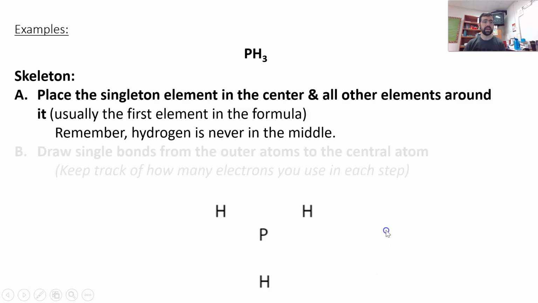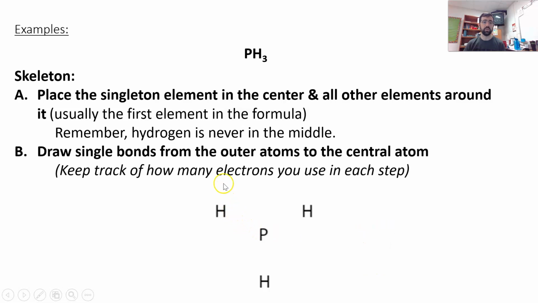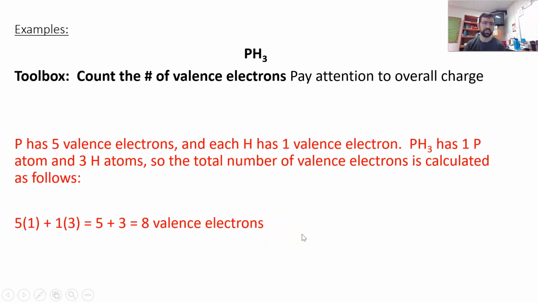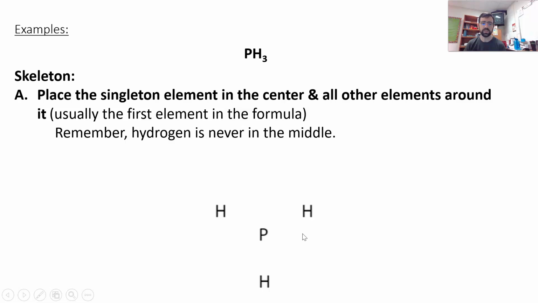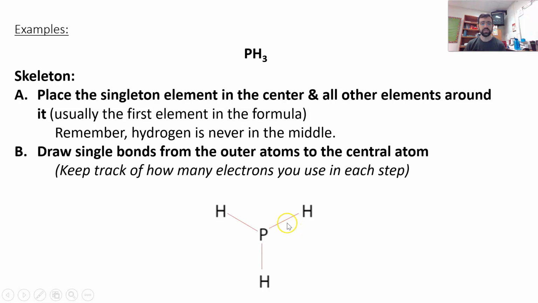Okay. The next step is we're going to draw single bonds from the outer atoms to the central atom. So we're just going to draw a single bond connecting each atom to phosphorus. All right, and we have to keep track of how many electrons we've used. Remember, in the last step, we decided that we were going to have, I believe it was 8. Let me check. Yes, 8 valence electrons. So we just used 6 of them, 2, 4, 6. I still have 2 to go.